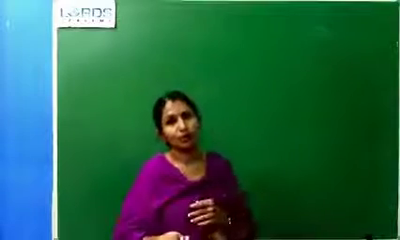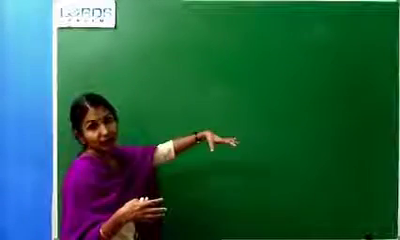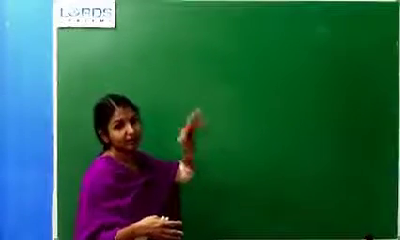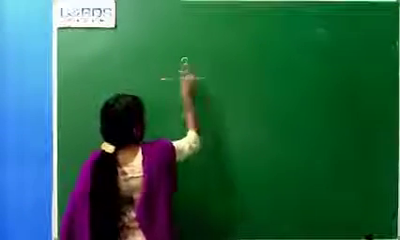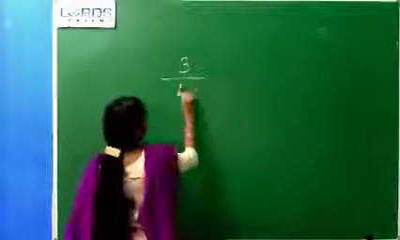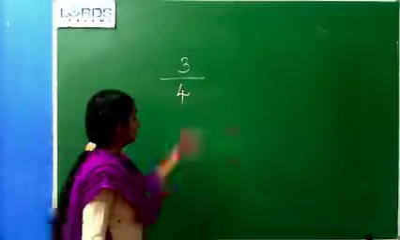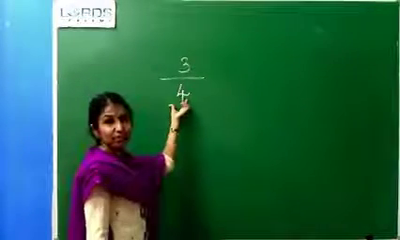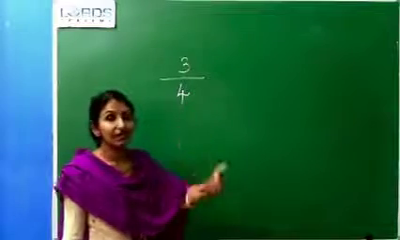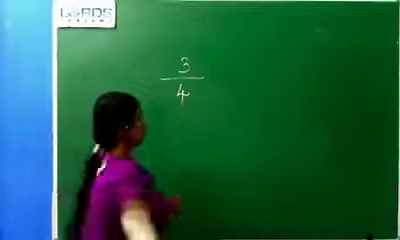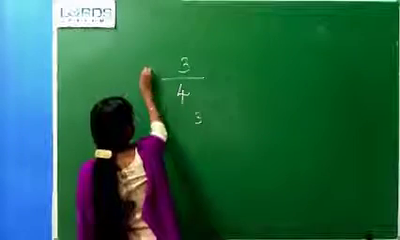How can we convert a fraction into decimal if its denominator is not 10, 100, 1000? How can we do that? 3 by 4. Now look at the denominator. It is not 10, 100 or 1000. We should convert this into either 10, 100 or 1000. So how can we do that?